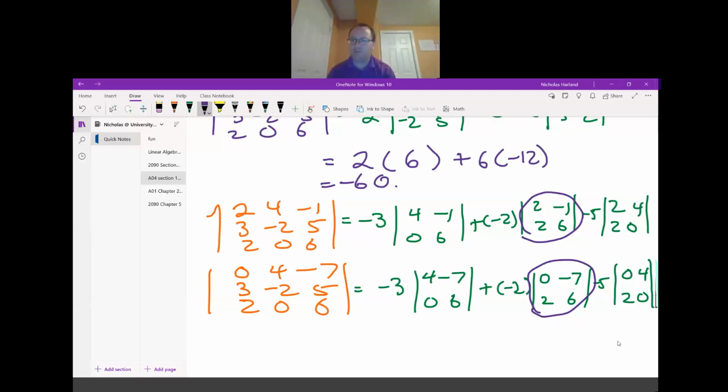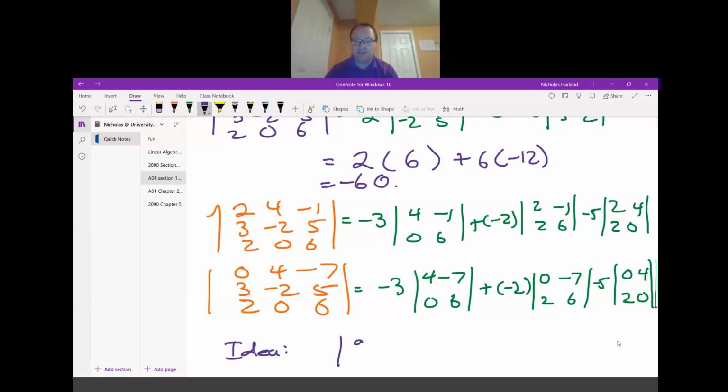Which one? Which one's 14? Yeah, they're both 14. Same thing if you go here and here. Same deal. And the idea is, it's easier to see from 2 by 2s.